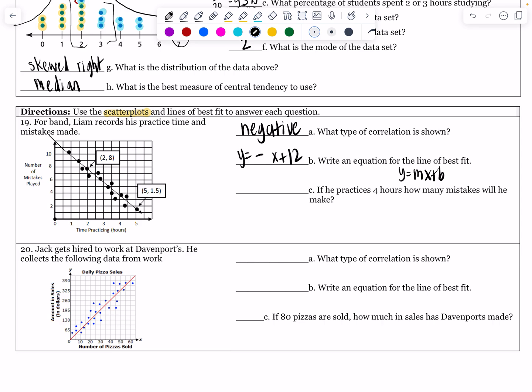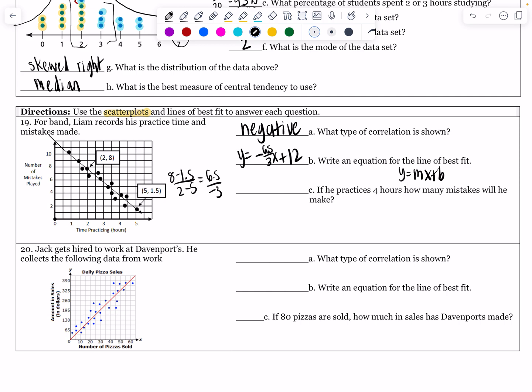You don't necessarily have to know how to calculate this slope exactly here, but I do want you to see that when you use the slope formula, that's going to be 8 minus 1.5 over 2 minus 5. That's going to give me 6.5 over negative 3, so that's going to be a slope of negative 6.5 over 3. You could guesstimate that. You would just look for the one that matches most closely. But we will calculate lines of best fit in the calculator.